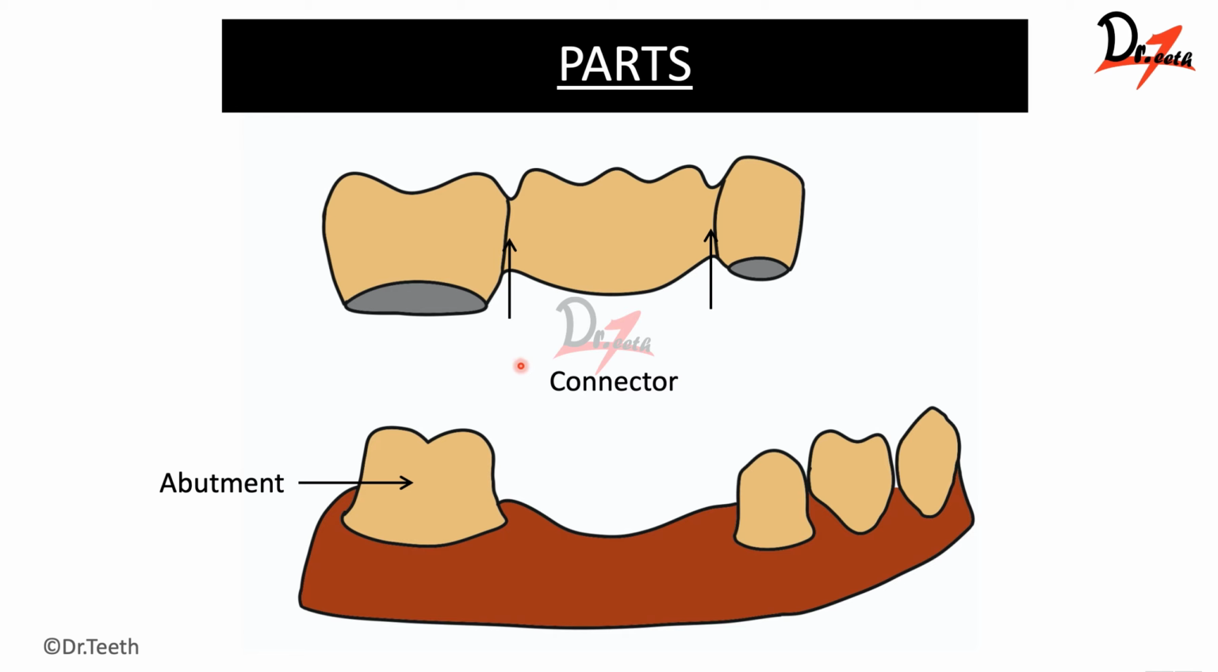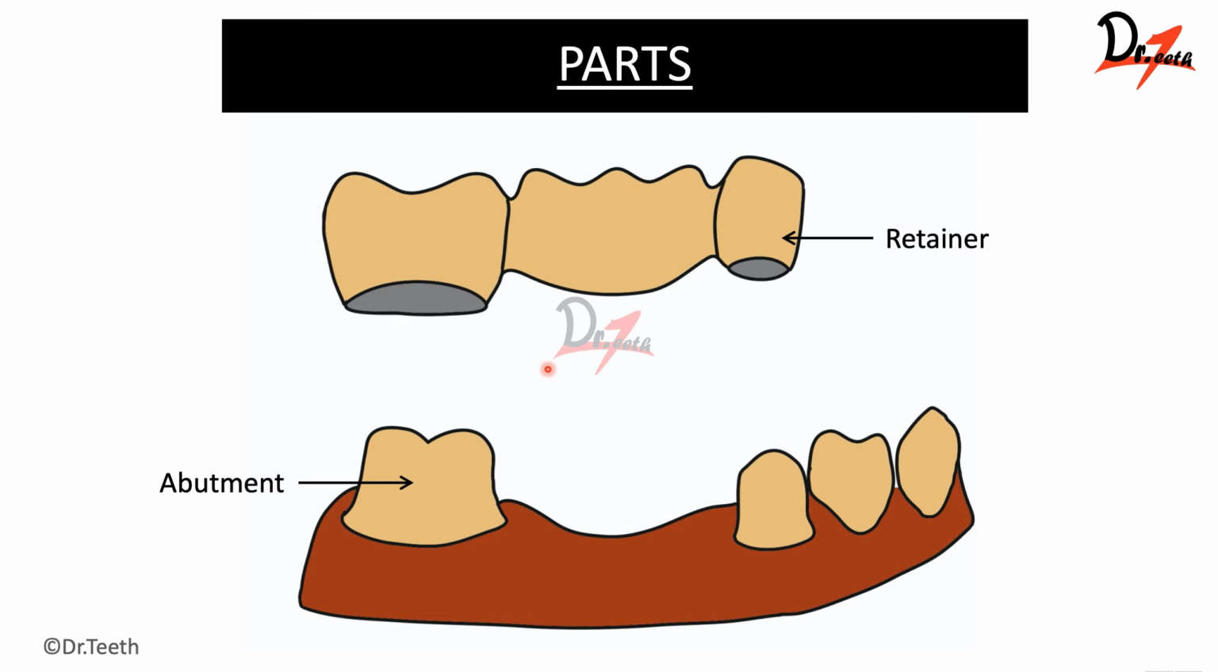Let us see what are connectors. These are the connectors. Connectors can be fixed or removable type. Connectors are the connection that exists between the pontic and the retainer. We'll see what a retainer is now. For now, this is the connection between the two. The pontic and the retainer will be connected by a connector.